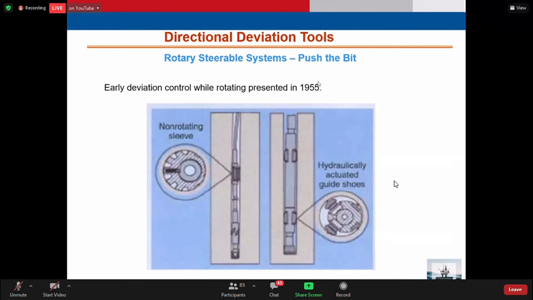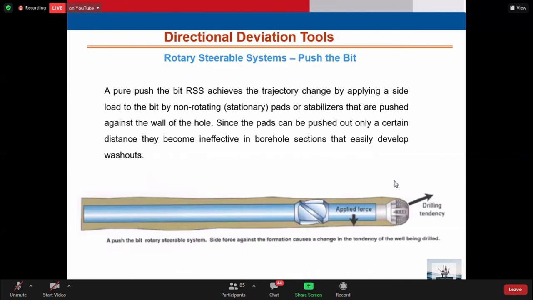The directional control was presented in 1995, but nowadays activity shows that we have non-rotating RSS and allow the pushing of the bit. These techniques work in the transverse direction, but have the same phenomena used in pushing the bit. Your push the bit RSS system achieves the trajectory change by applying side force. This is applied force, applying side force to the bit by the non-rotating pads. This is the pads. The pads are like opening a sleeve that opens against the wall of the hole, so the pad can push the bit in another direction and easily follow the required direction.